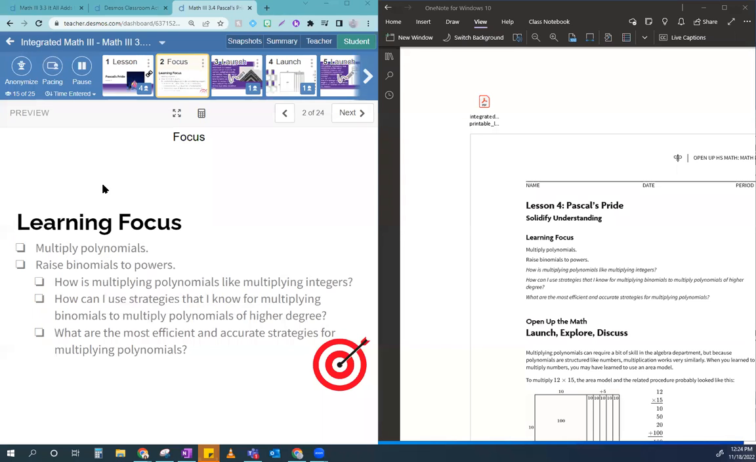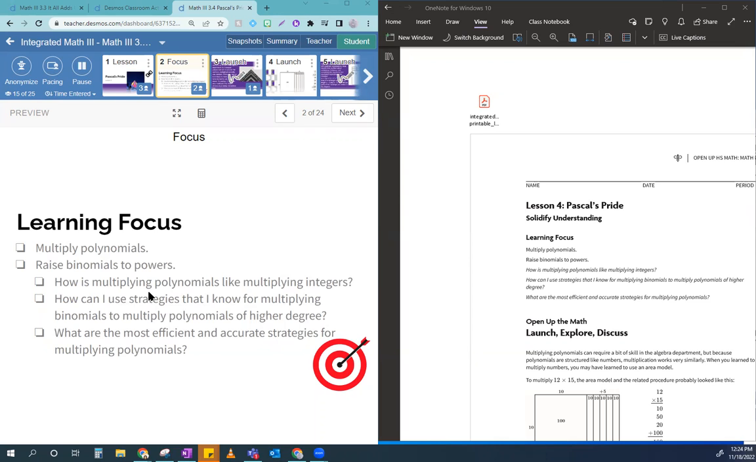All right, so we're in 3.4, and what we're going to be doing is multiplying polynomials and then raising binomials. So the word binomial, poly means many, bi like bicycle. Binomials, many terms to a power. So think about something like x plus 3 to the 4th.